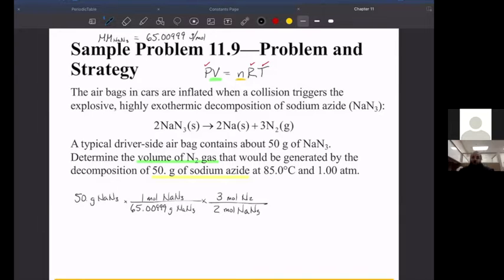Okay, and I actually want to stop here. I don't want to calculate grams of nitrogen gas because I'm trying to plug it into the ideal gas law, and that variable there is for moles, not for grams. So I'm going to stop here and punch this into my calculator. And I would get 1.15366 mole. Let me verify my units are correct. Grams of sodium azide cancel, moles of sodium azide cancel, so I'm indeed left with moles of nitrogen gas.